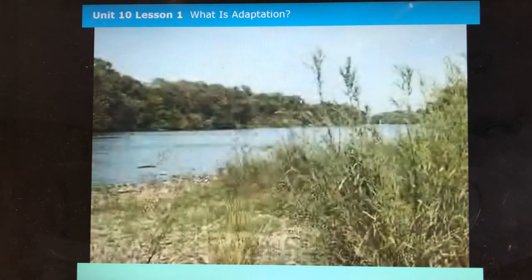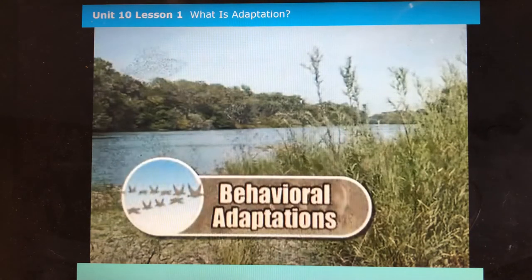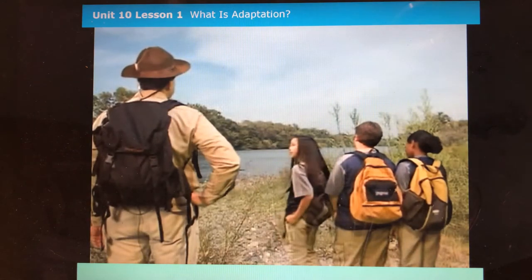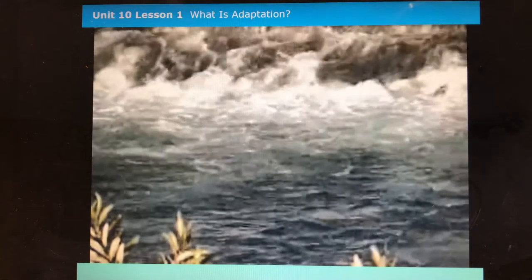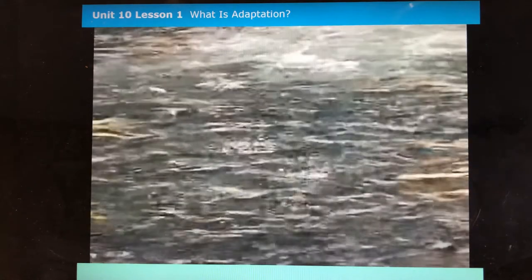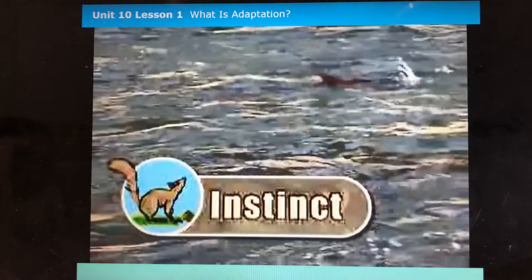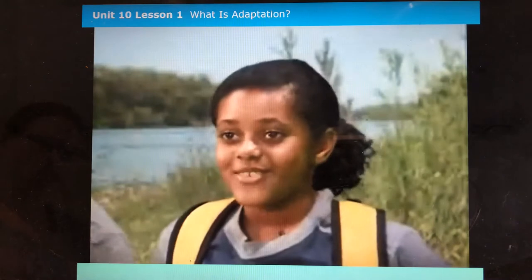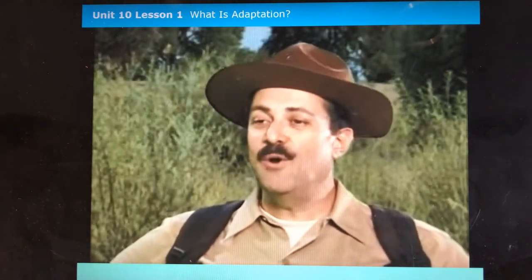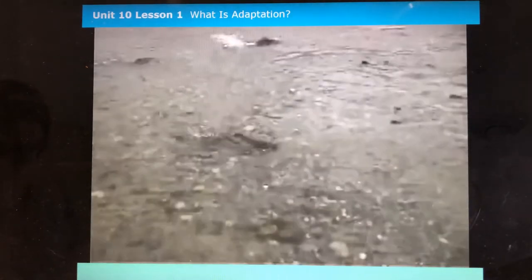Or it may be a certain way an animal acts. This is called behavioral adaptation. Take our friend, the salmon. What's he doing? He's returning to where he was born. How does he know where to go? Well, that's called instinct. It's the special ability to know what to do to survive. Do they have to learn instinct? Nope. This is an ability with which they are born. The salmon's behavior has to do with its instinct to reproduce.